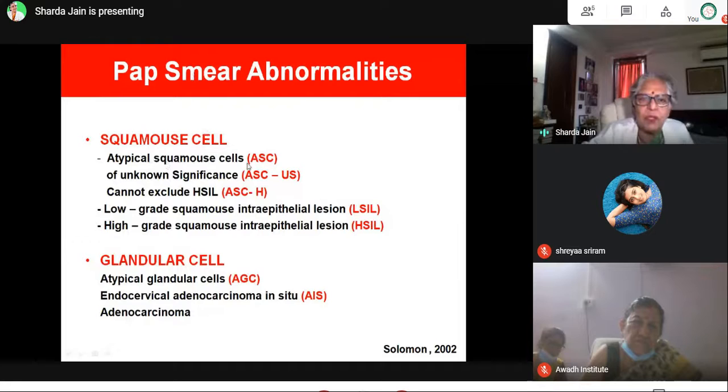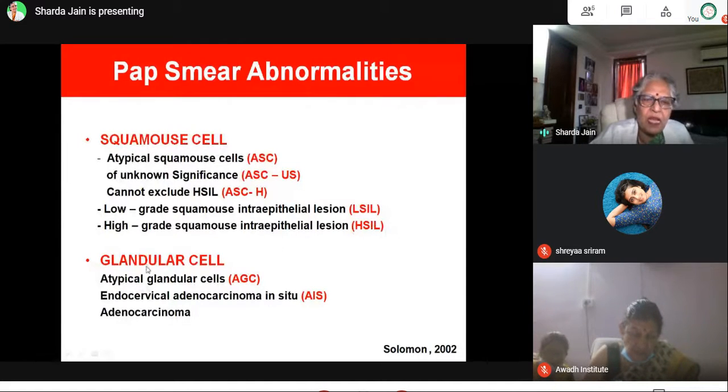Whenever atypical cells come, the pathologist becomes uncomfortable. When they find they cannot make up their mind, they write down ASCUS, atypical squamous cells of unknown significance. Then there is a low-grade intraepithelial lesion, and there is a high-grade intraepithelial lesion, which is mainly CIN2 and CIN3.